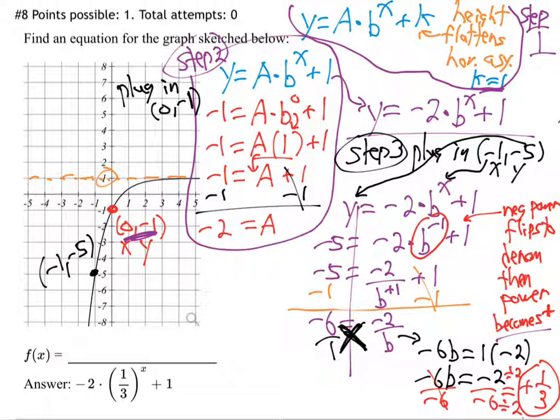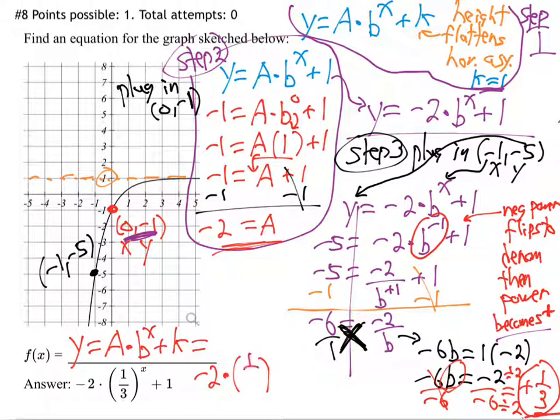So we have y equals a b to the x plus k. Now we know the a is negative 2, so this is negative 2. And we know the b is 1/3 to the x plus the k. And the k up here is 1. There it is, which is the answer they have there as well. So that one was more advanced, a little more tricky there.